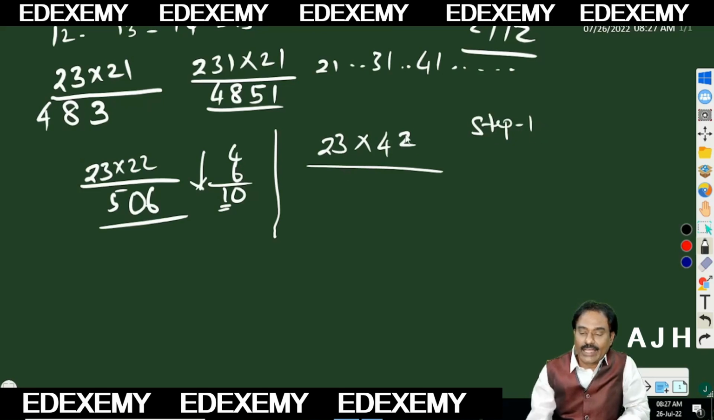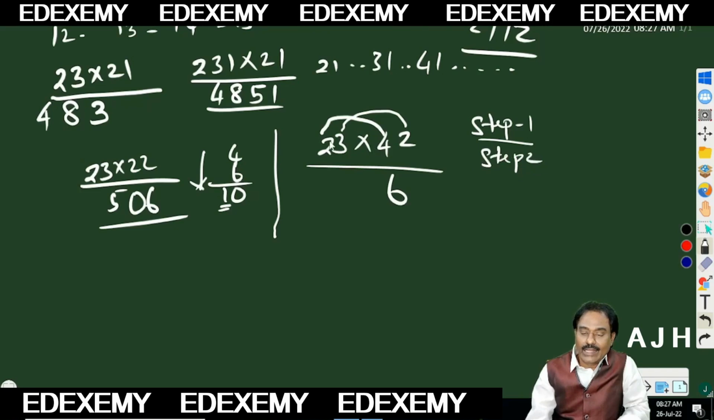So here 3 steps are involved. The first step, you multiply unit number with unit number. Okay, that is step 1. 3 into 2 is 6, form the unit number of the answer. Now you multiply the tenth digit with the tenth digit. Okay, that will form the first number.